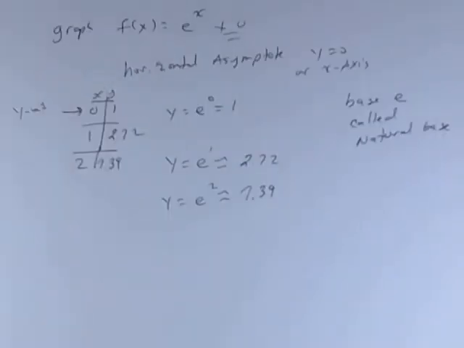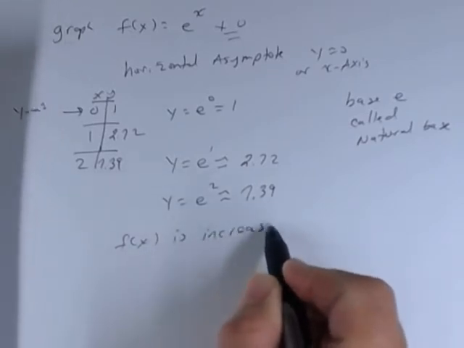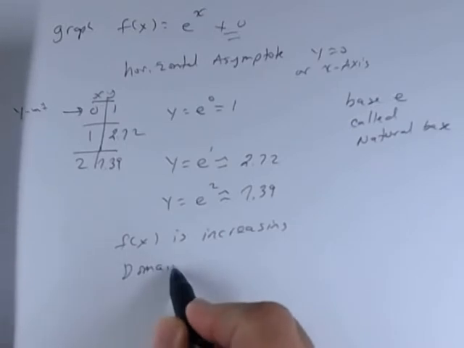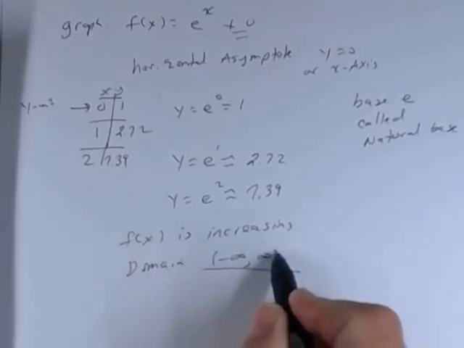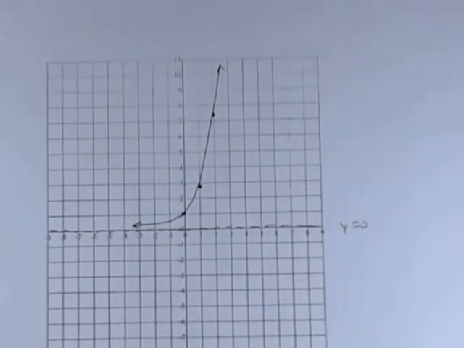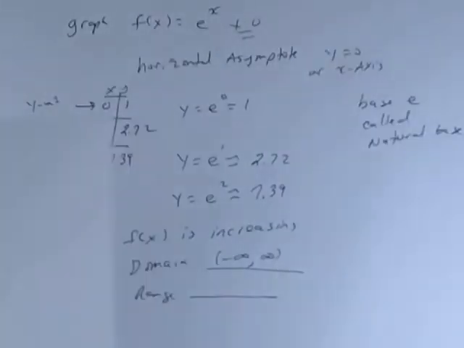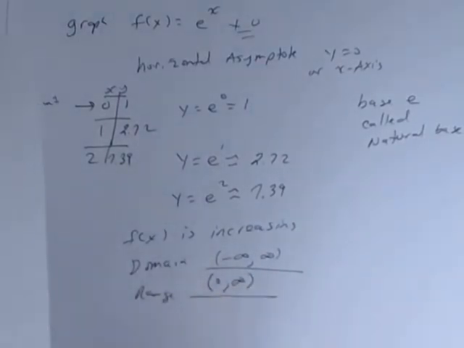Now, so we know that f of x is increasing, correct? We also know the domain. What's the domain? So negative infinity to infinity. Now let's talk about the range. What do you think the range is? Negative 1 to infinity? 0 to infinity. Correct? 0 to infinity. So from 0 to infinity.